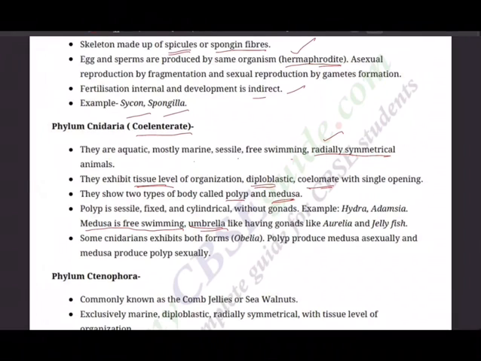Some cnidarians exhibit both forms, Obelia. Polyp produces medusa asexually and medusa produces polyp sexually. This is very important. This is the best feature of Coelenterata. Right? Going ahead, we will discuss other things in our tomorrow's session. Until then, keep on practicing, note down the important points and draw the diagrams.